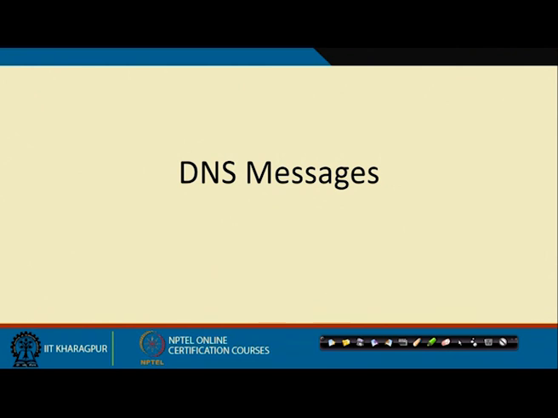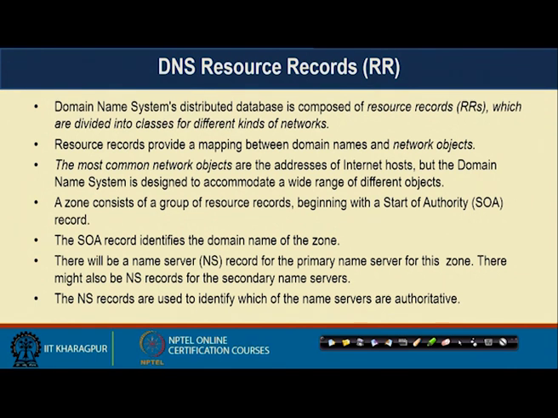Now let us come to the DNS messages. Before going to the message types, there is a concept of DNS resource records. The domain name system's distributed database is composed of resource records, RRs, which are divided into classes for different kinds of networks. Resource records provide a mapping between the domain name and network objects. So, domain name and network objects give a mapping.